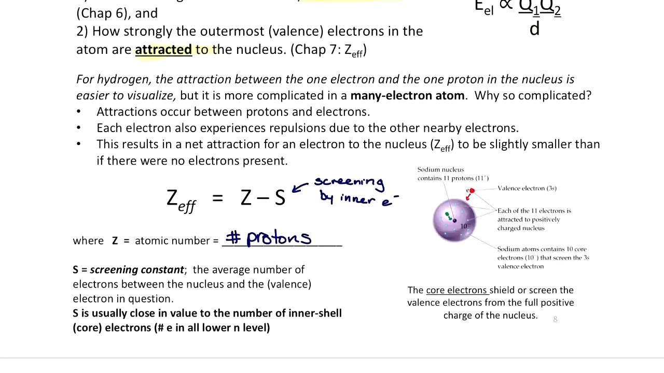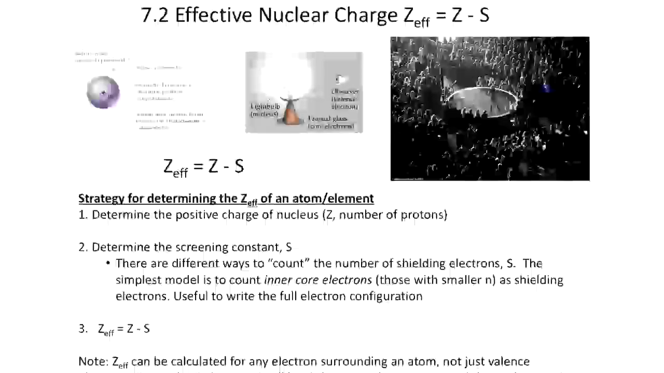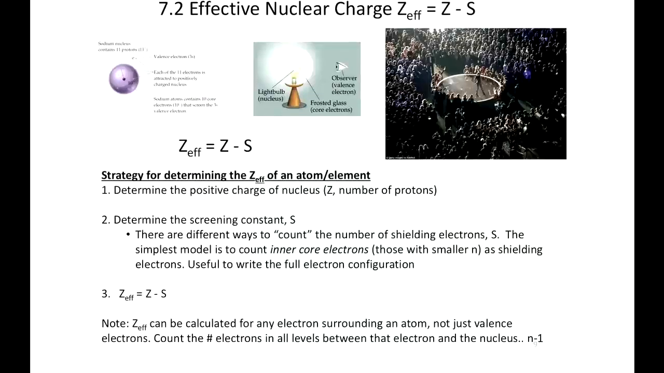Okay, so the problem is, Z we can figure out for an atom. S, the screening constant, we figure this out by writing out the electron configuration. So the screening constant is all of the core electrons on that atom. So the next slide I'll explain what this means. Actually, no, let me use an analogy. Remember, effective nuclear charge is how much positive attraction that electron feels to the nucleus.